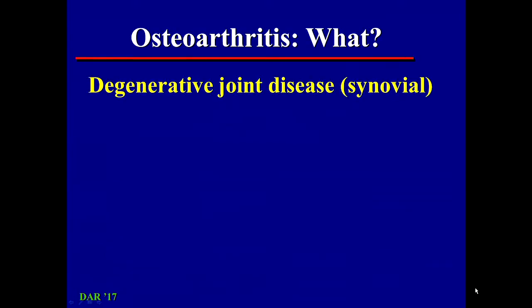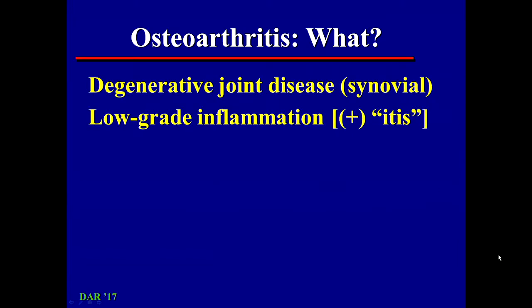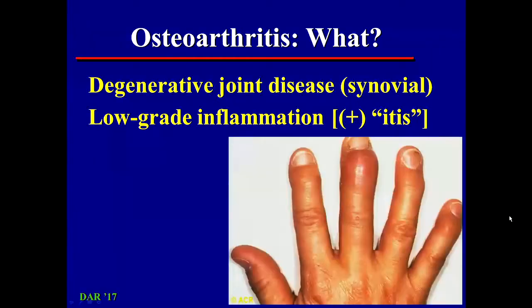So what is osteoarthritis? This is degenerative joint disease, specifically degenerative joint disease of synovial joints. Now, some people would complain that this is not a great term, osteoarthritis, and would say we should call this osteoarthrosis, but it turns out all these patients do have at least low-grade inflammation, so the term itis is correct.